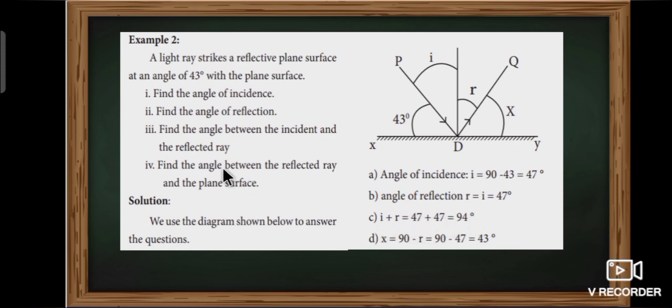Then the fourth question, find the angle between the reflected ray and the plane surface. We want to find x. This is the reflected ray and this is the plane surface. We know that the angle between the normal and the reflected ray is 47 degrees. The perpendicular line is 90 degrees, so x is 90 minus r, the reflected angle. 90 minus 47 is equal to 43 degrees. So the angle between the incident ray and the plane surface is equal to the angle between the reflected ray and the plane surface. Both are 43 degrees.